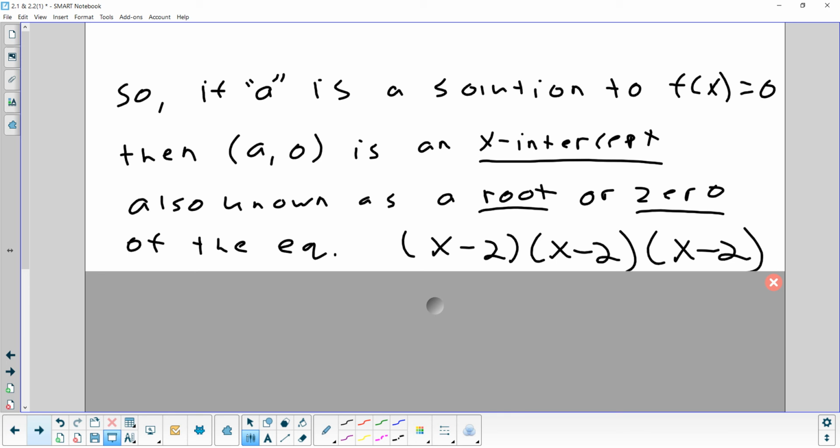So that kind of goes back to that idea that the highest exponent tells you how many times it could cross the axis. Doesn't mean that it has to cross that. This particular graph, if you were to type it in, would only cross the x-axis in one spot, at the number 2. It wouldn't cross more than once.